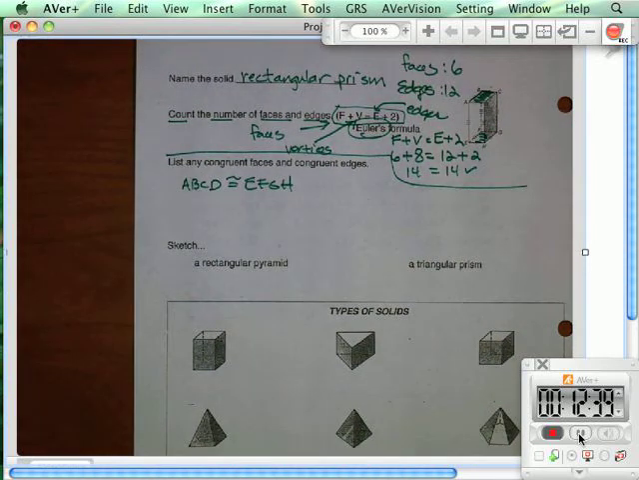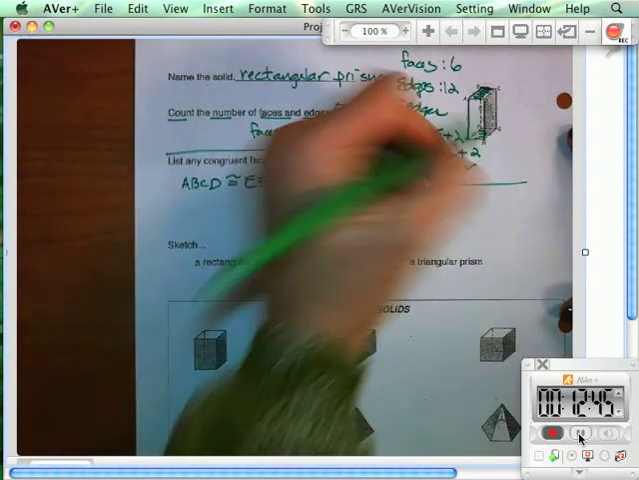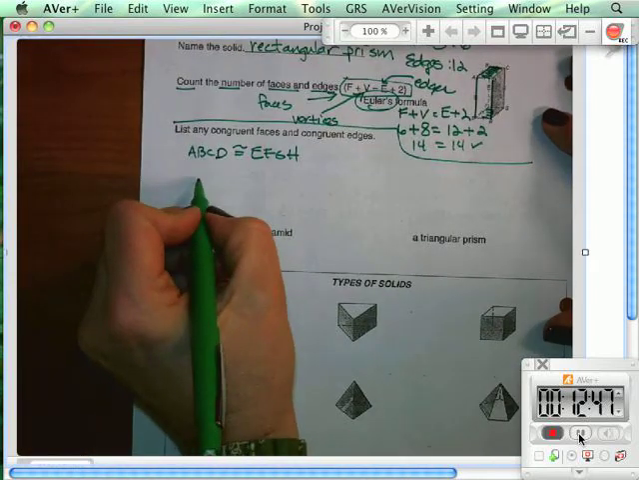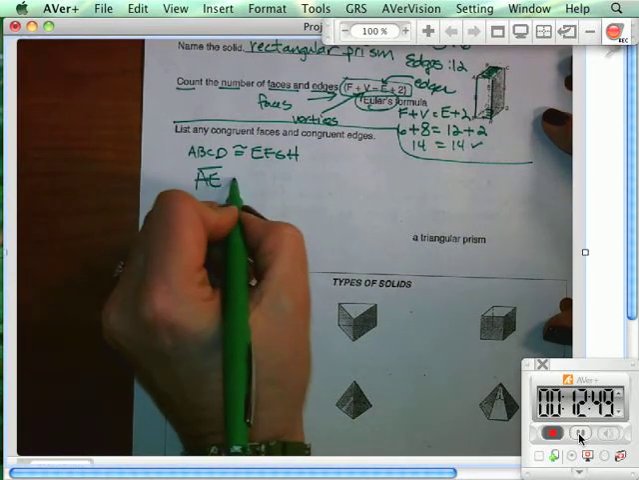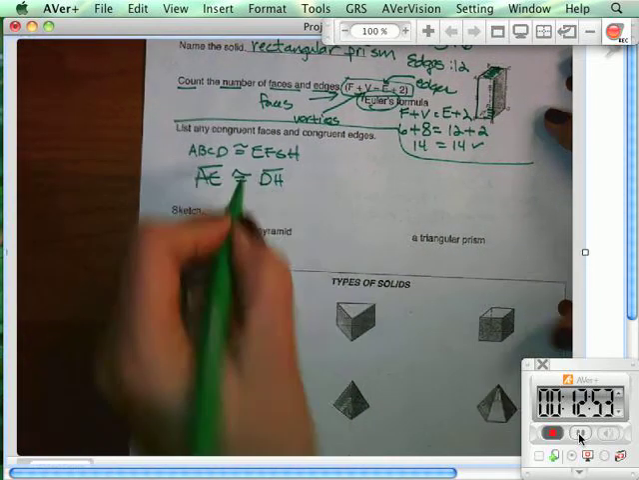I'm not going to list the rest of them because it's too many. But let's list one pair of congruent edges. This right here and this right here are congruent. So AE is congruent to DH. Look how many there are.